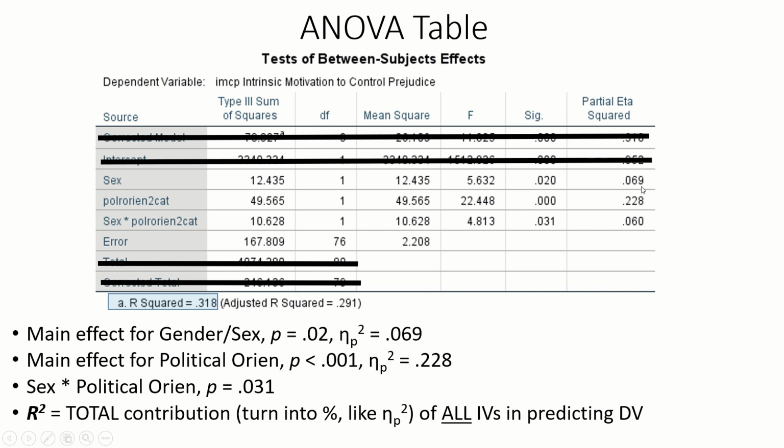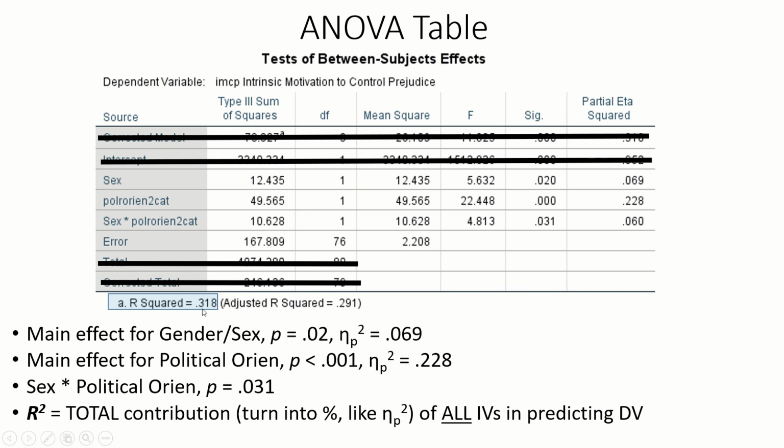DV. So it's almost like we're adding up the partial eta squared values, but if you add up the partial eta squared values, they wouldn't total up exactly to the R squared value, and I just don't have time to get into the reasoning behind that. But it's sort of like if we're adding up the partial eta squared values here, we get something close to the R squared. All right.